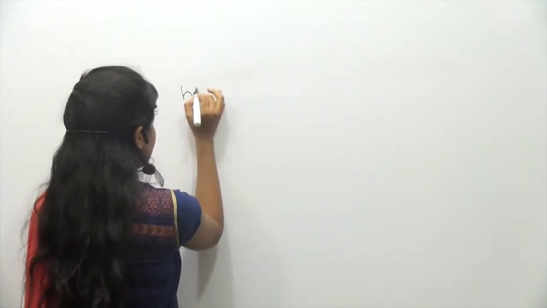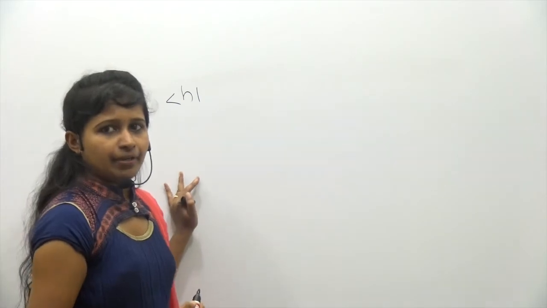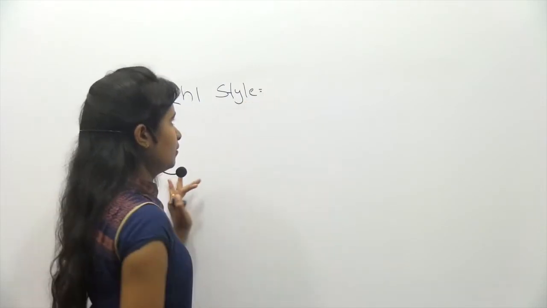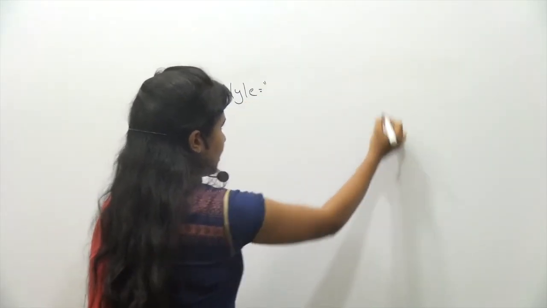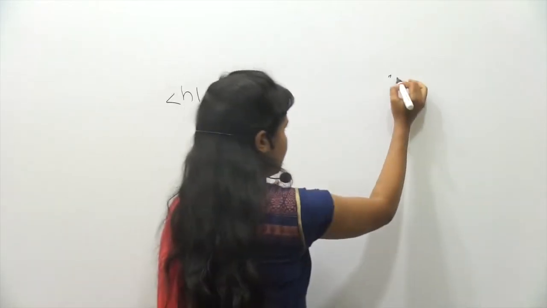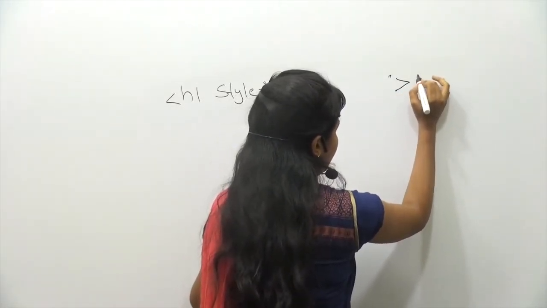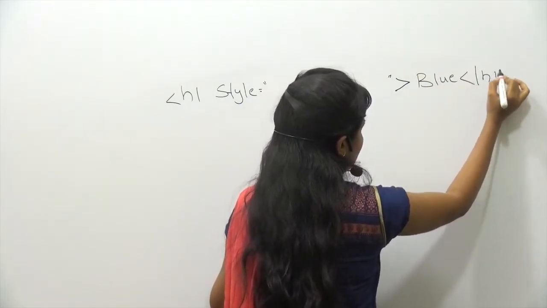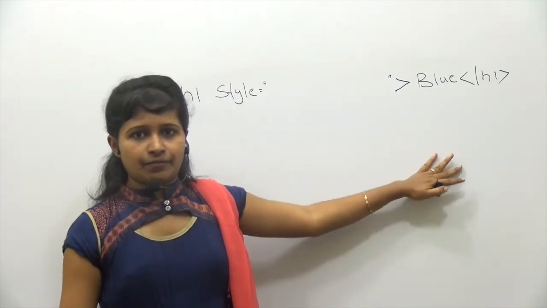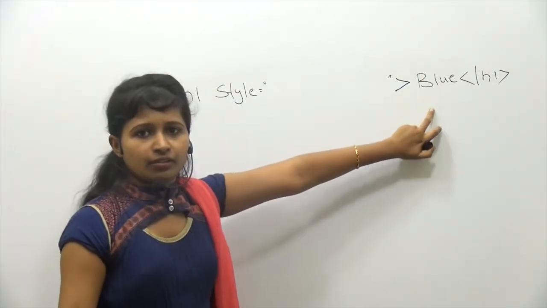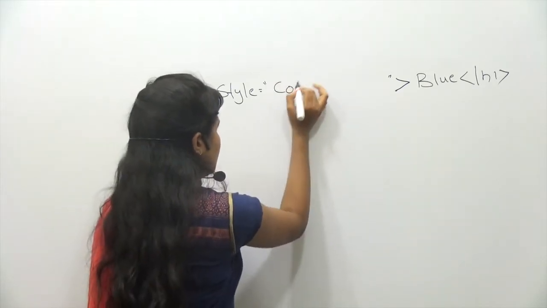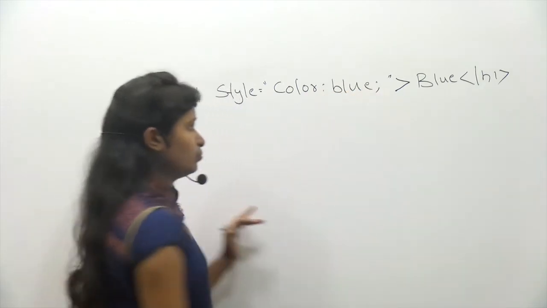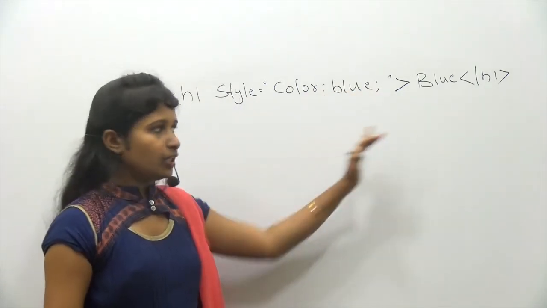See, this is my H1 element. I need to give my style here as an attribute, and I am writing blue as my text color, and I am closing my header tag. I need to give my color blue here. How do I need to write it? See, color blue. This is the way I need to give my font color to the text.